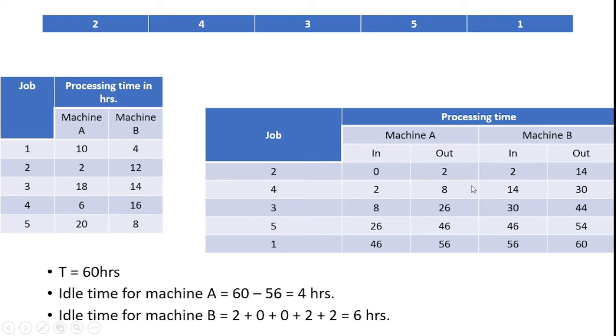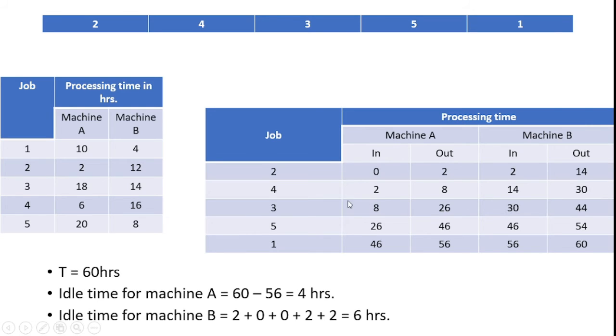So I can't start machine B. I can't load the fourth job in machine B at 8 hours, so I am waiting up to 14 hours. So machine B starts at 14 hours. After that, I add the machine B processing time of 4, and the time consumption is 16. So 14 plus 16, I get 30.